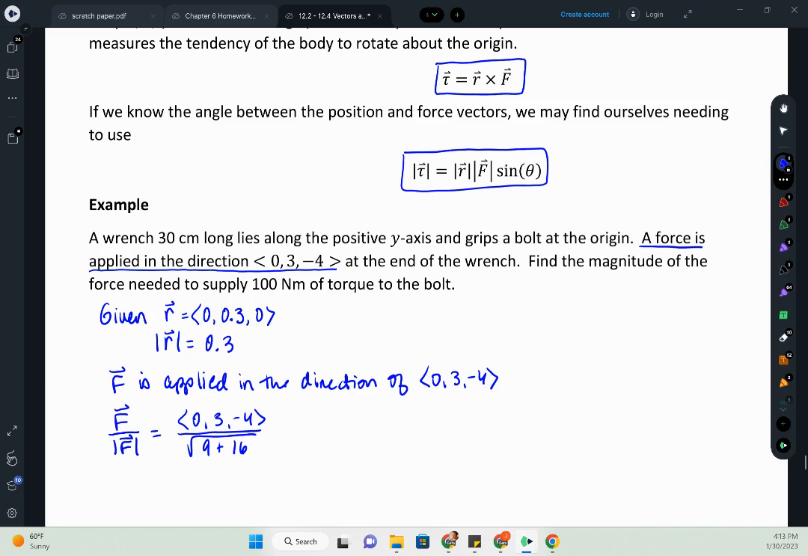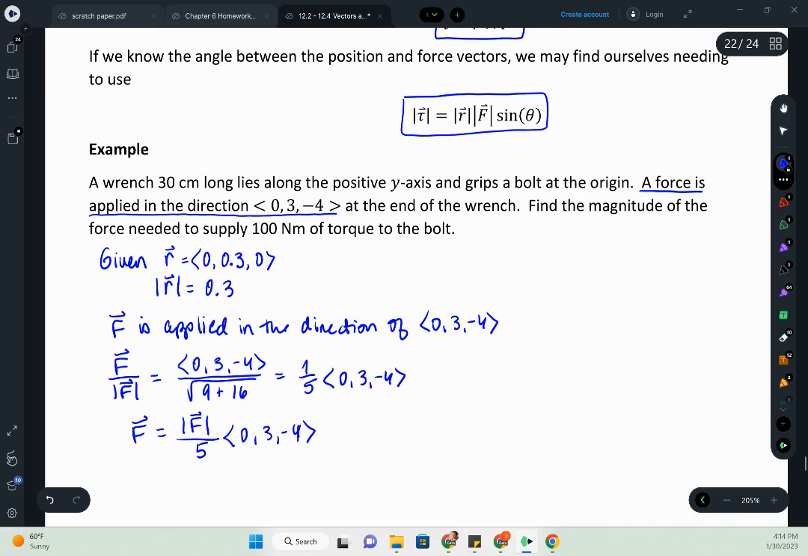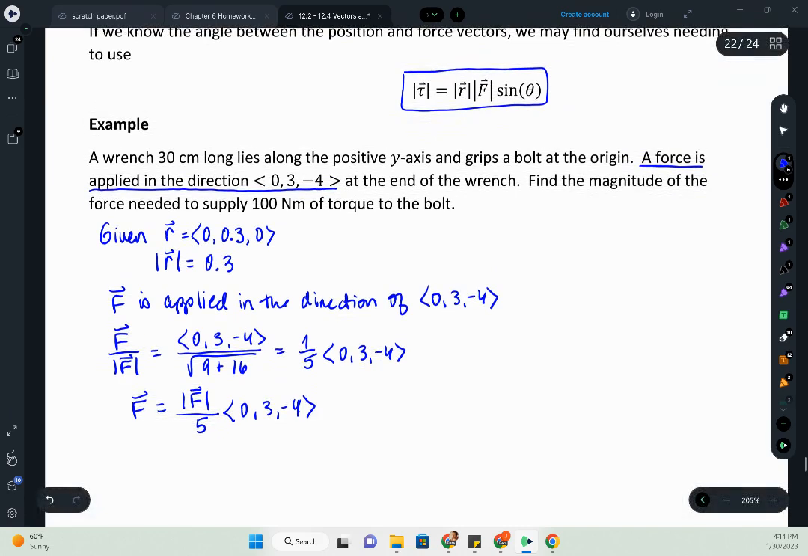Okay, so we could look at this ratio, and then that can give us the information that we need. So this is equal to the square root of 25, that's 1/5, and then our vector 0, 3, negative 4. I can use this equality to say that my vector F is equal to the magnitude of F over 5, times the vector 0, 3, negative 4. So now I have my F vector built. It is written in terms of my magnitude, but I can still use that in order to get what I need.